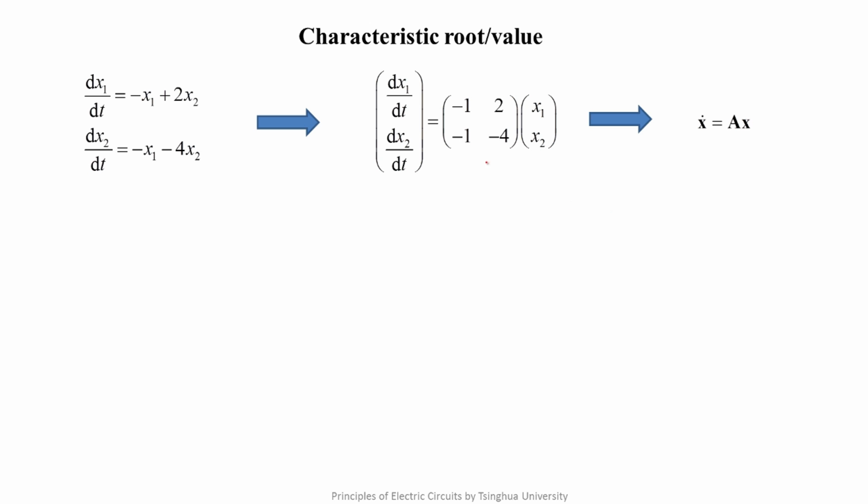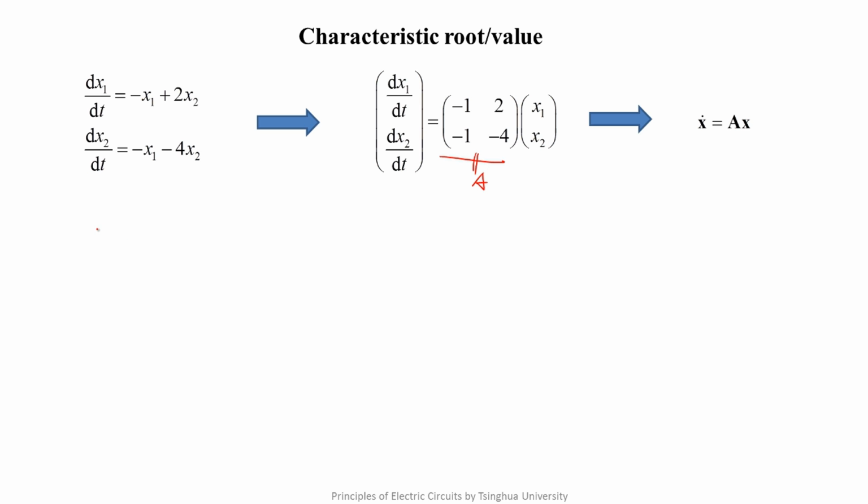A linear ordinary differential equation set with two variables can be expressed in the form of the matrix. The matrix A describes the basic character of x1 and x2. So how to get the basic character of x1 and x2's change? We need to solve its characteristic equation and characteristic root.